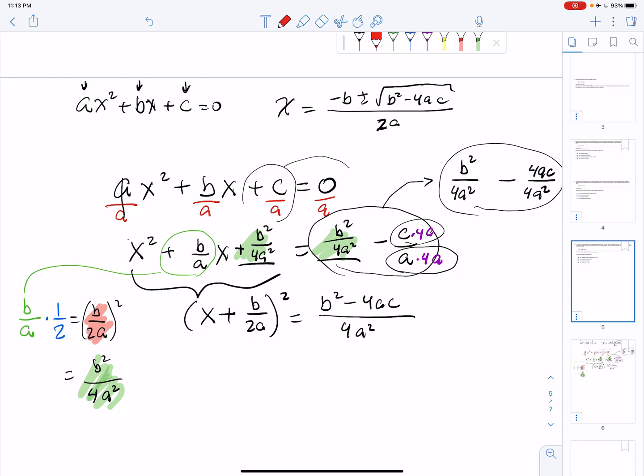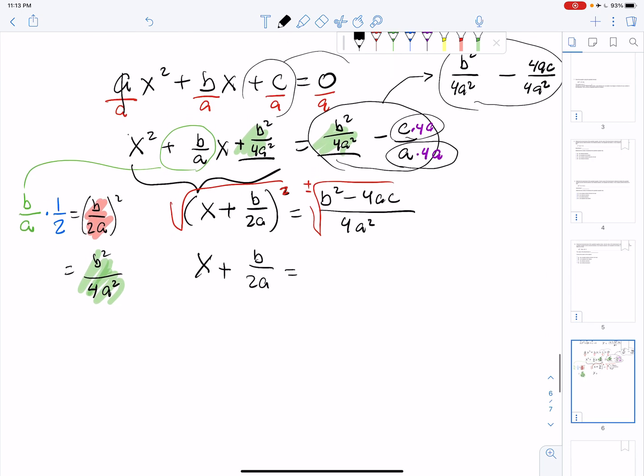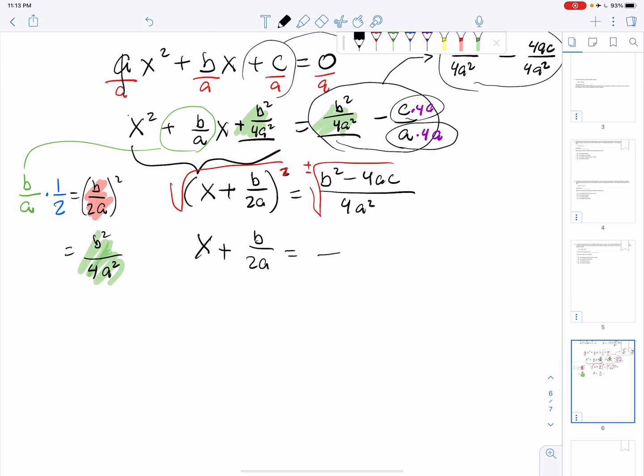Now what I want to do is undo the square, right? I'm using the square root property now. Basically, I'm completing the square in the general form, which is really pretty nasty. So I'm going to square root both sides. When I square root both sides, I do not want to forget plus or minus. That leaves me with x plus b over 2a, which equals, up top, plus or minus the square root of b squared minus 4ac all over the square root of 4a squared.